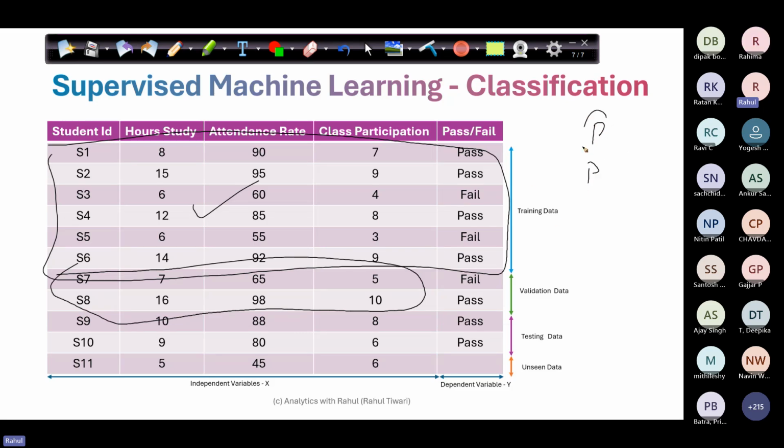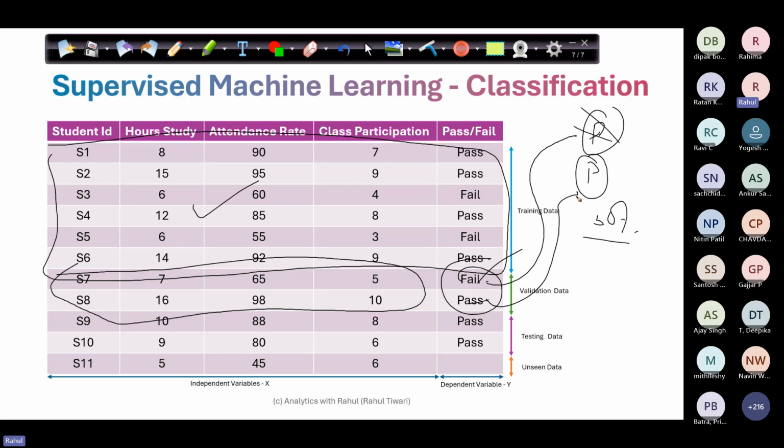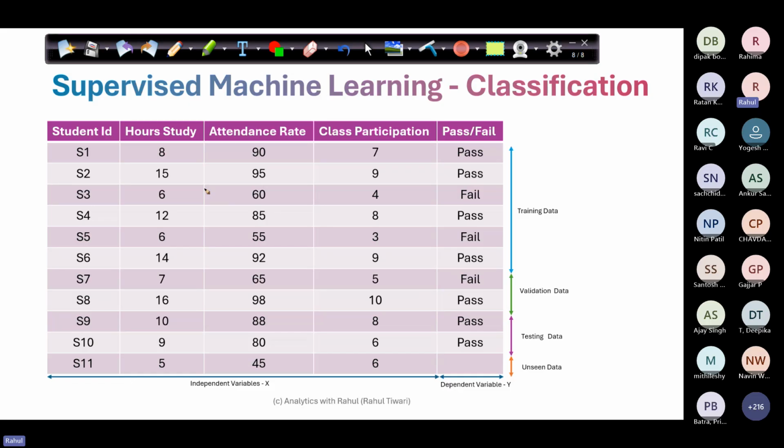Let's say for the first record, it is passing, for the second also it is passing. But actually here, for the first record, it was failing and the second it is passing. So I can say that my accuracy is 50% because out of two records, one is wrongly predicted, one is correctly predicted. So that is how we can check the accuracy in this.